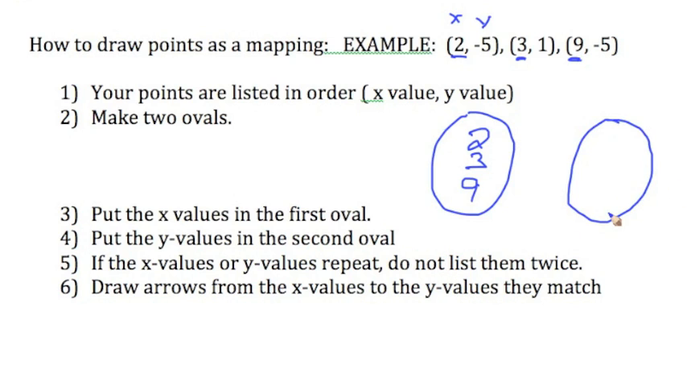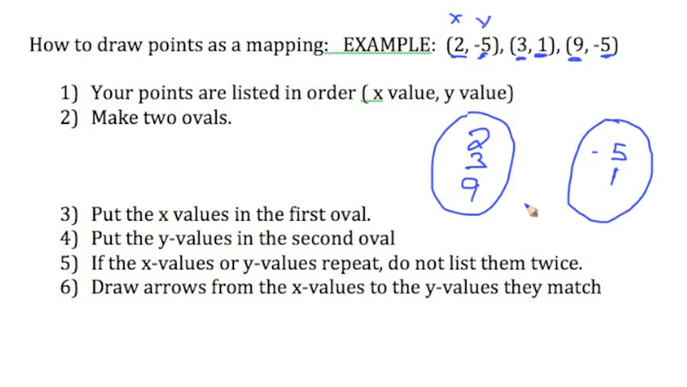Now here's the deal. If the x or y values repeat, you do not list them twice. So we've got -5 as a y. We've got 1 as a y. And we have -5 again as a y value. So we're not going to list -5 twice.